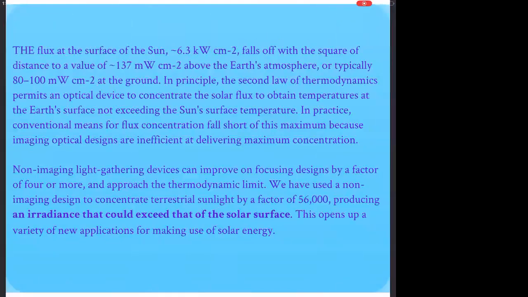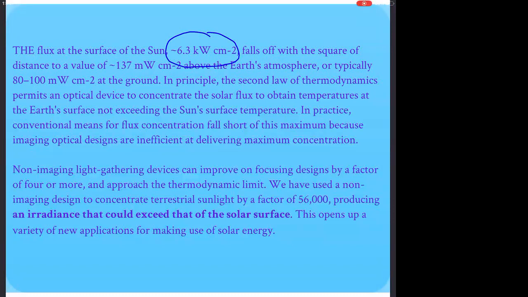So first of all, let's read what it says. The flux at the surface of the sun is 6.3 kilowatt per centimeter squared. So it's a lot. We saw that. It falls off as the square of the distance to a value of about 137 milliwatt per centimeter squared above the Earth's atmosphere because of the propagation through space, the distance, and typically about 80 to 100 milliwatts per centimeter squared at the ground. The second law of thermodynamics permits an optical device to concentrate the solar flux to obtain temperatures at the Earth's surface not exceeding the sun's surface temperature.